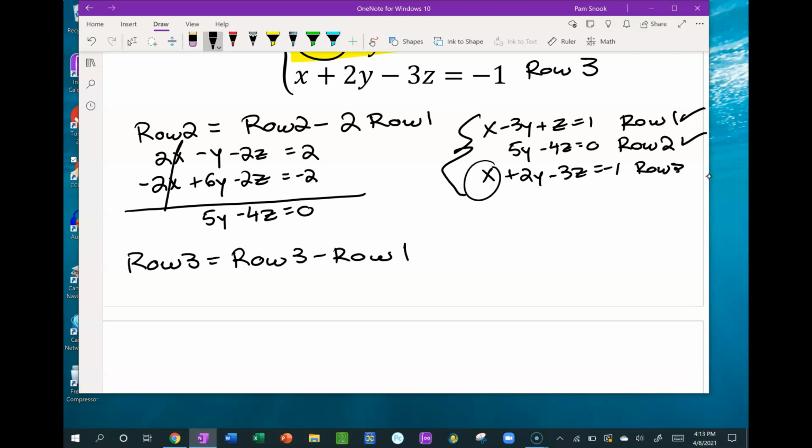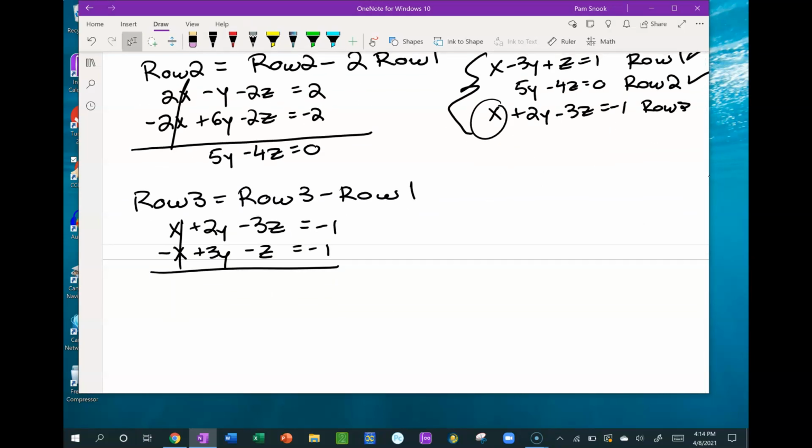So row 3 minus row 1. Here's row 3: x plus 2y minus 3z equals negative 1. Now I'm going to subtract row 1, so that means multiplying everything in row 1 by negative 1. Negative 1 times x is negative x. Negative 1 times 3y is positive 3y. Negative 1 times a positive z is negative z. And negative 1 times 1 is negative 1. Those go away. So I'm going to get 5y minus 4z equals 0. And that's my new row 3.